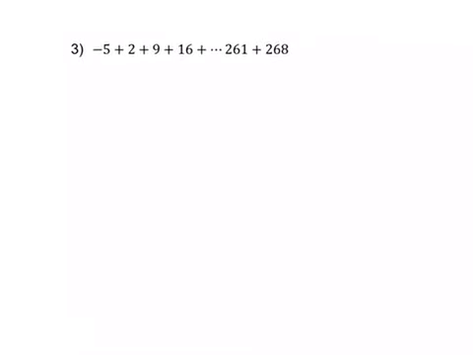Okay, my third exercise. Again, I'm going to check if I have an arithmetic series by checking the difference. So 2 minus -5 equals 7. 9 minus 2 equals 7. 16 minus 9 equals 7. And 268 minus 261 equals 7. I'm not checking up here because I don't know those numbers right there. So I know that this is an arithmetic series.